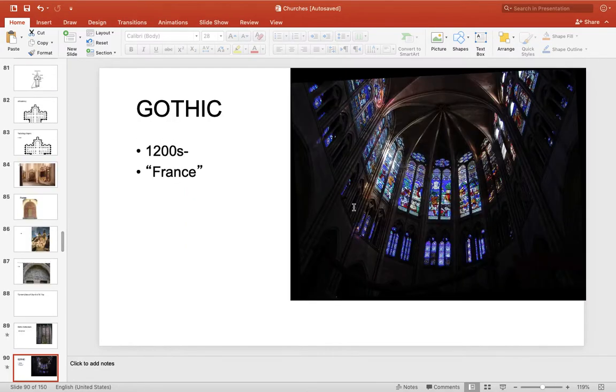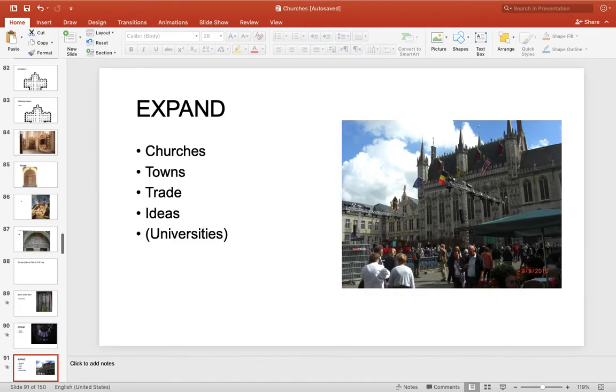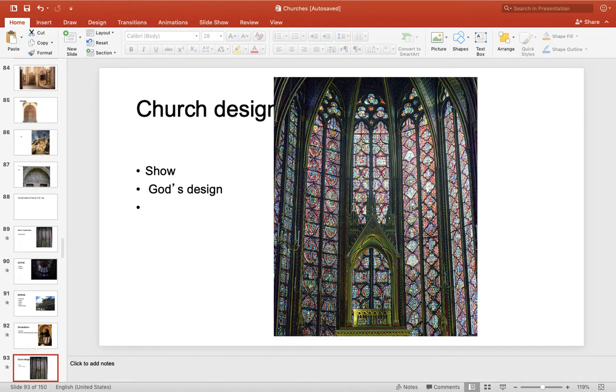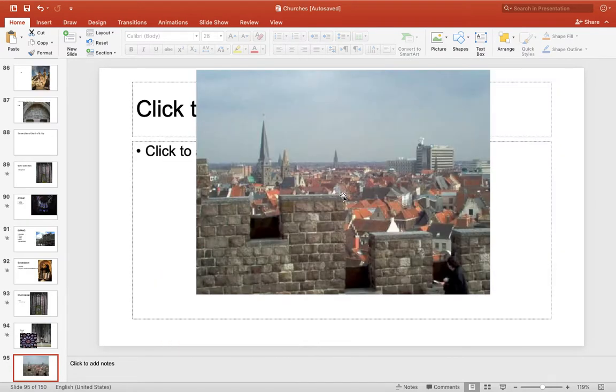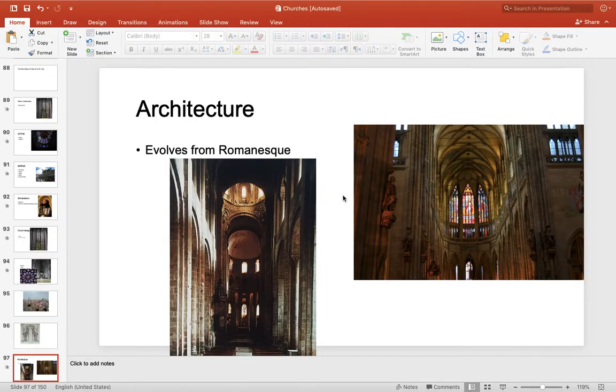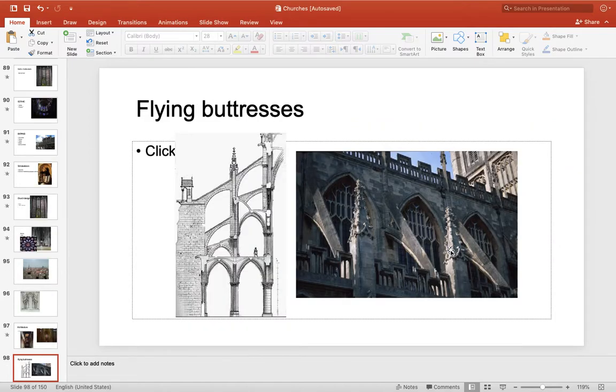All right. Then we'll go Gothic. For Gothic, just stay with the Romanesque church, make it bigger. So the towns expand and the churches expand, and then you get a Gothic design, which is of order and beauty, and it's very vertical. All right, key thing, so this is a Romanesque church. You can see it here, round and kind of dark. Gothic goes vertical, brings in stained glass, gets very, very tall. Key thing you want to know, flying buttresses. This supports the building. Gothic, this supports the wall.